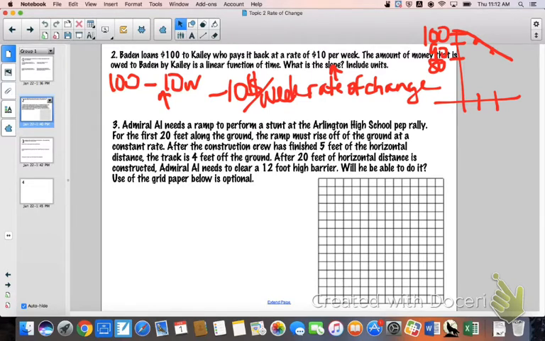All right, Admiral Al needs a ramp to perform a stunt at the Arlington High School pep rally. For the first 20 feet along the ground, the ramp must rise off the ground at a constant rate.